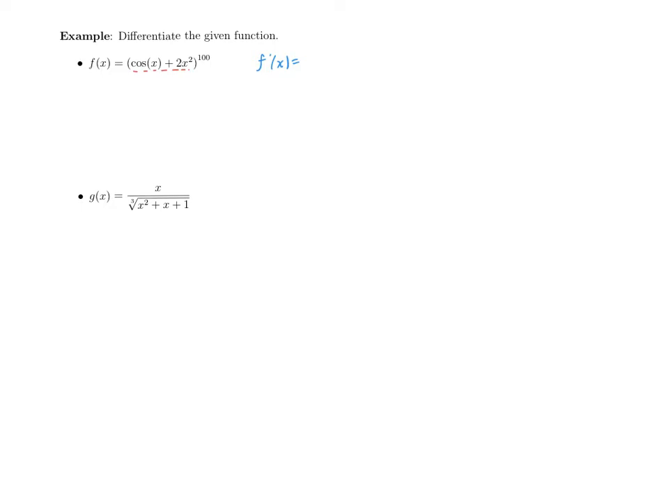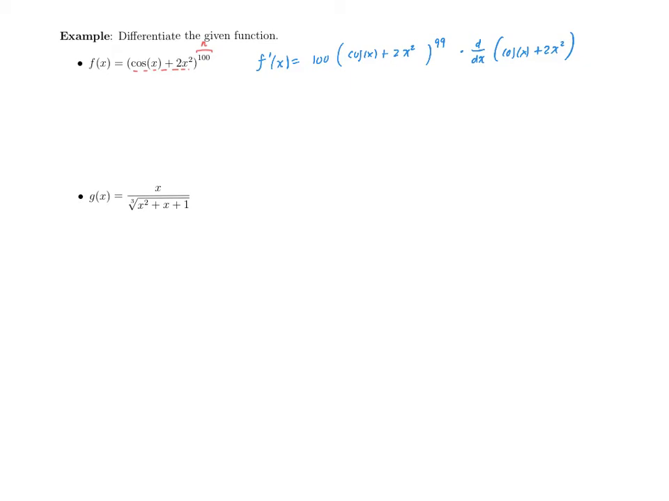The n value is 100. So we think we differentiate the outside function, the 100 comes down, and our new power is 1 less than 100, so 99. And then by the chain rule, we substitute in the inside function, cosine x plus 2x squared, and we multiply by the derivative of that inside function.